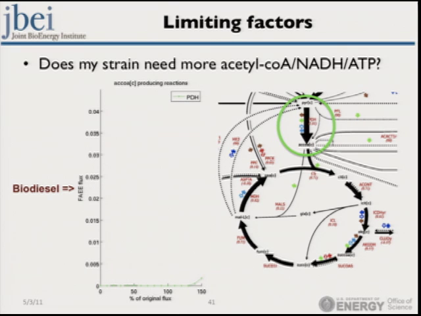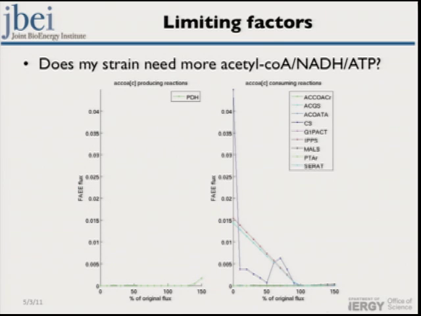And we can use the same methods, the MOMA method that I showed you before, to predict what is going to be the impact on biodiesel. Not only that, if acetyl-CoA was really a limiting factor, if you took the reactions that consume that acetyl-CoA and you decrease them by 10, 20, 30, 40, or 50%, you will free more of that acetyl-CoA to go into biodiesel. And this is exactly what we see. So hence we think that acetyl-CoA is a limiting factor in the case of fatty acid ethyl ester.